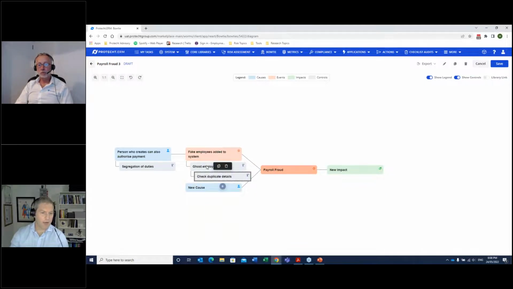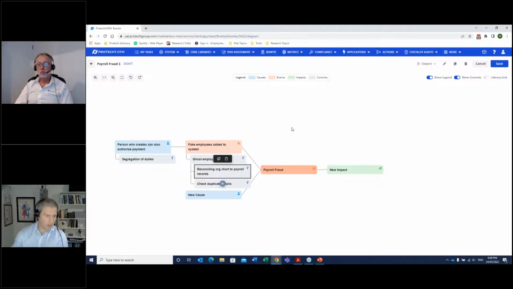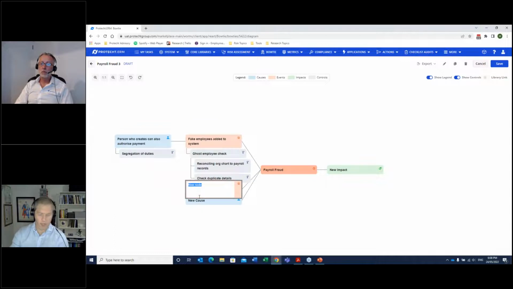We may also add another version of that, which is verifying or reconciling the org chart to payroll records. So as you said, we can start adding in extra controls underneath. We can have other pathways to that payroll fraud. So what's another example? Bank details get changed by the payroll officer, get redirected.